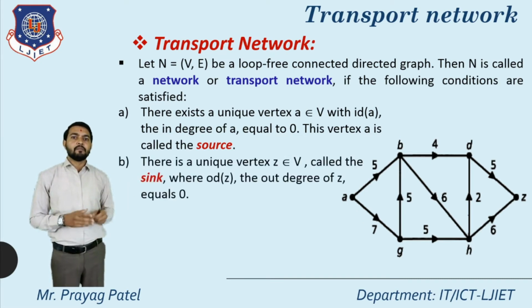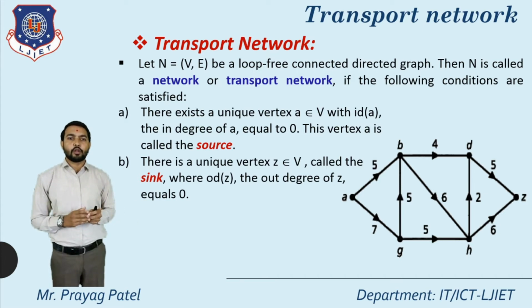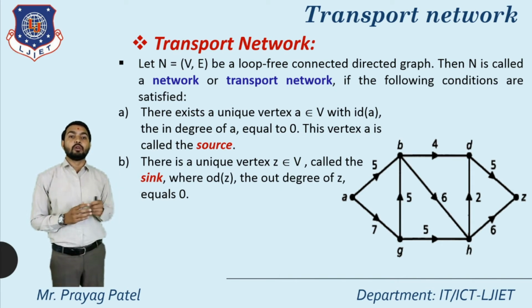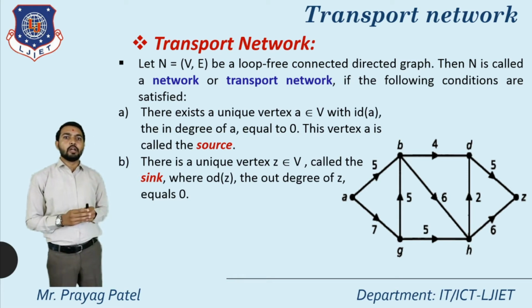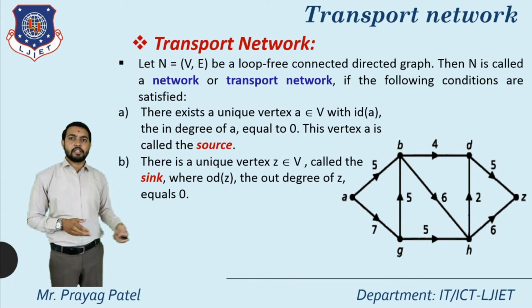Now the second definition is a sink. Sink means your destination node. For the destination node, we can say that the out-degree of this particular node equals 0. So there is a unique vertex Z belonging to V called the sink, where the out-degree of Z equals 0. Here in this case, the in-degree of Z is available, but the out-degree of Z equals 0. So Z is considered a sink node. All the remaining nodes are considered intermediate nodes, because these nodes have neither in-degree 0 nor out-degree 0. So if in-degree is 0, then it is a source; if out-degree is 0, then it is a destination or sink.